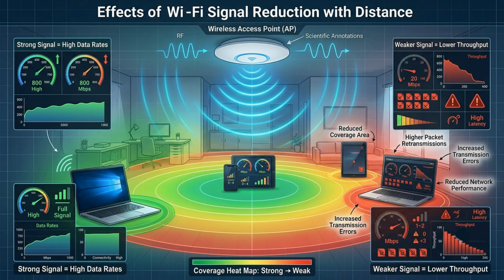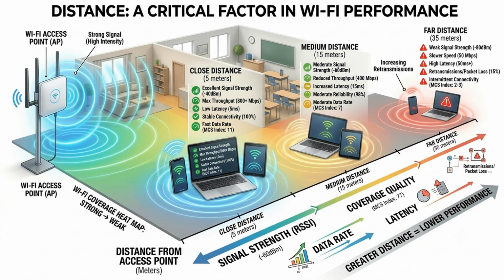This reduction in signal strength can lead to lower data rates, reduced coverage, and a greater likelihood of transmission errors. For this reason, the distance between a wireless client and an access point is one of the most important factors affecting Wi-Fi performance.